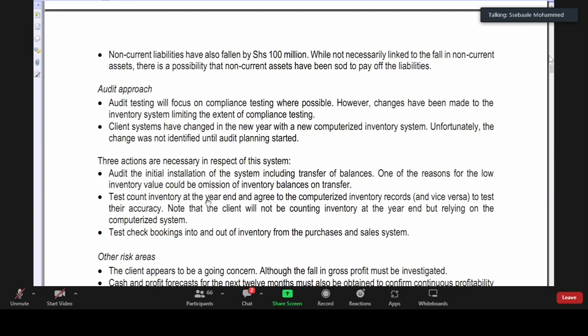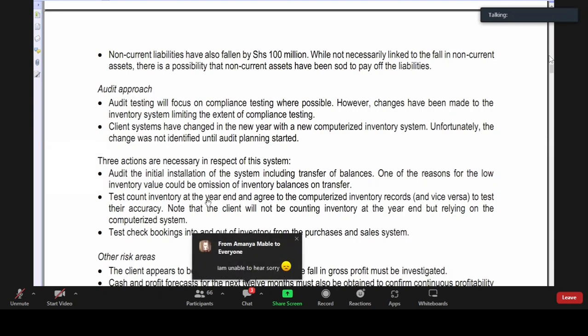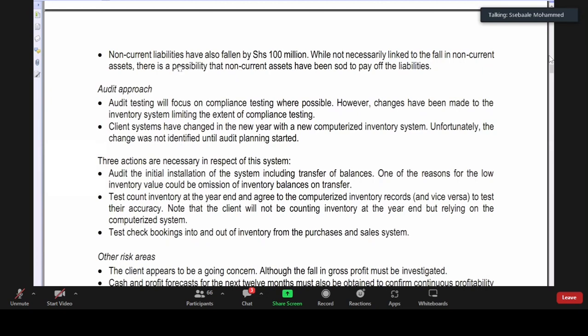Test check bookings into and out of the system. Here you're looking at when purchases are made. How are these purchases recorded in the system? That is what you're trying to check. And when sales are made, how are they issued out of the system? Like I said, a lot of emphasis is to be placed on inventory, because these guys are in the business of buying and selling trucks. So they keep trucks as their inventory.